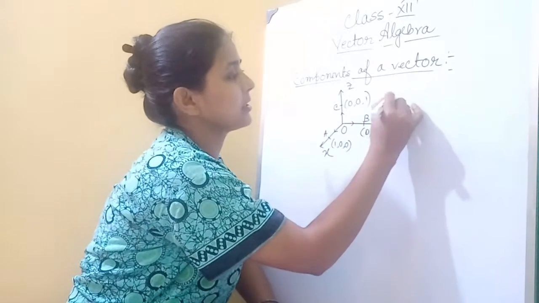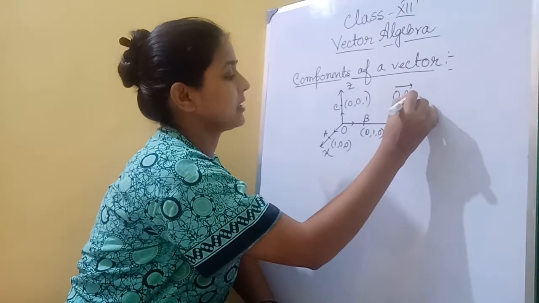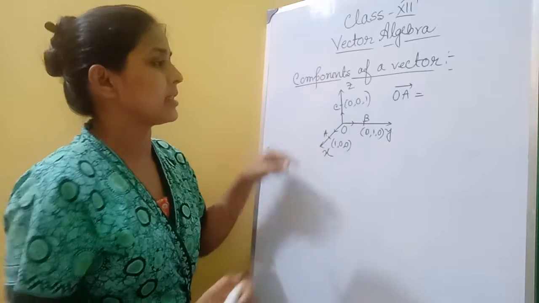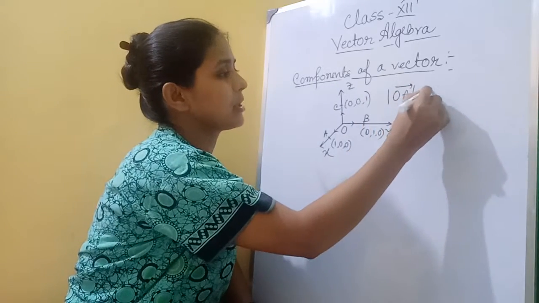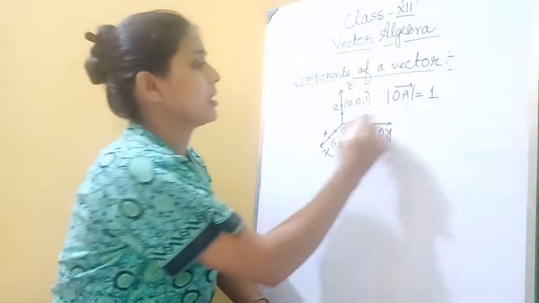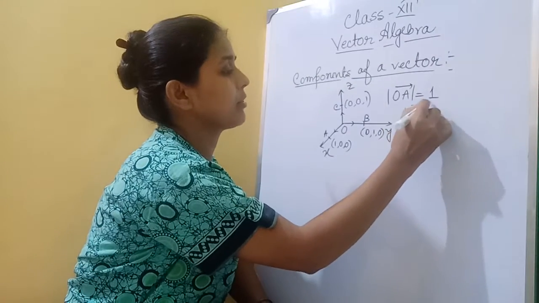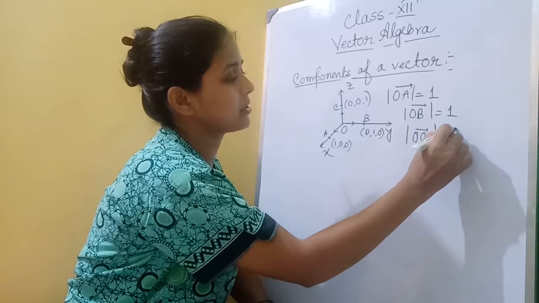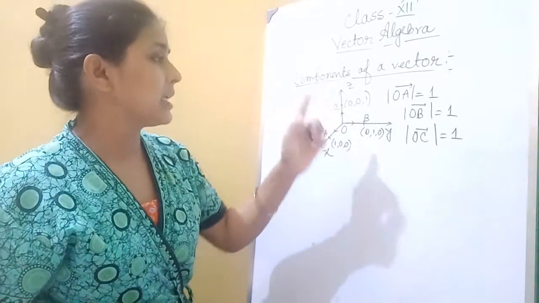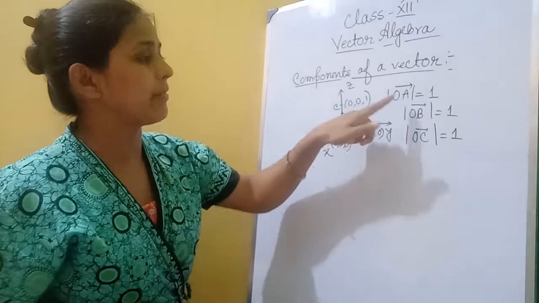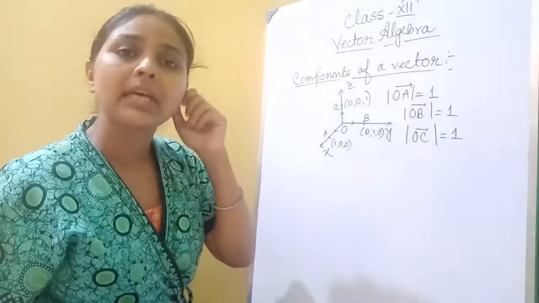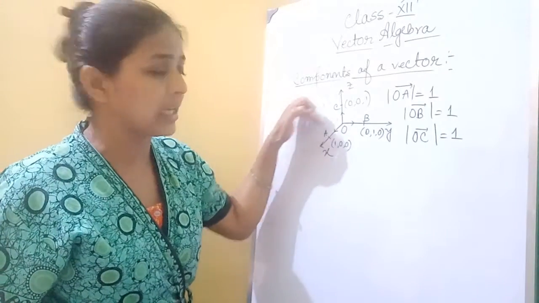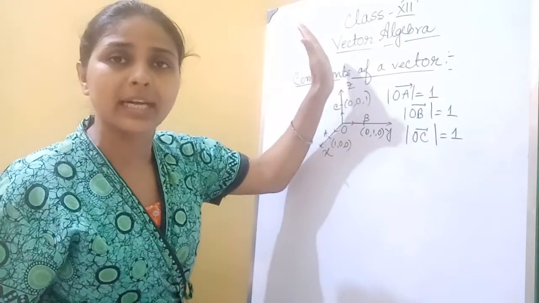Then from this figure, OA vector is this side OA vector, so its modulus is equal to 1. Similarly, OB vector's modulus equals 1, and OC vector's modulus equals 1. It means these three vectors, OA vector, OB vector and OC vector, are unit vectors along the x-axis, y-axis and z-axis.